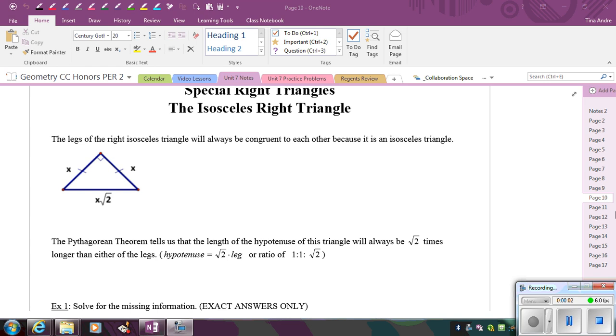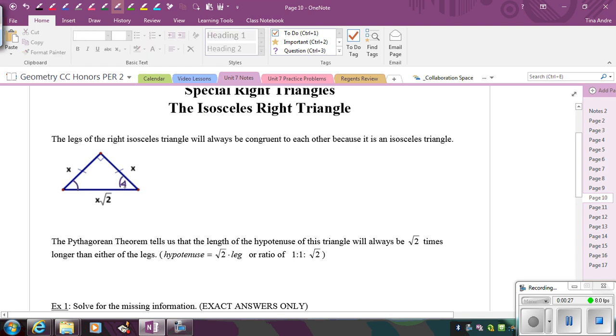In this video, we're going to learn about a special type of right triangle, and it's called an isosceles right triangle. The reason why is because there's a special relationship between any sides of an isosceles right triangle. First of all, if you think about an isosceles right triangle, you have to have both isosceles and a 90-degree angle. So isosceles means two congruent sides or two congruent base angles.